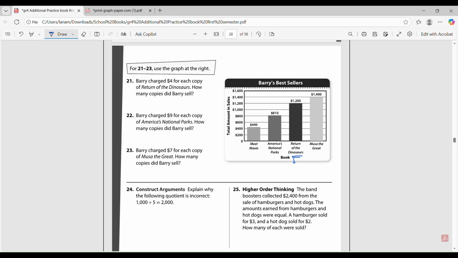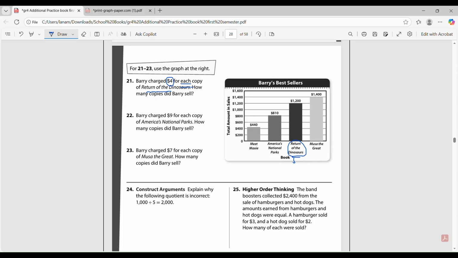Barry charged $4 for each copy. This means we have a number of copies. For each copy, Barry charged $4 of Return of the Dinosaurs. Here we have the title of the book. So let's look at the graph. Where is this book? It's here, Return of the Dinosaurs. How many copies did Barry sell?